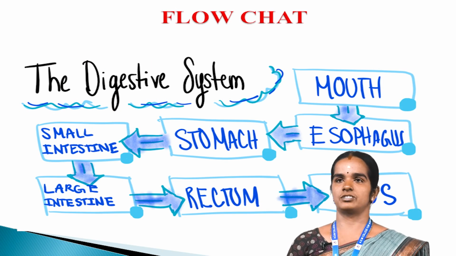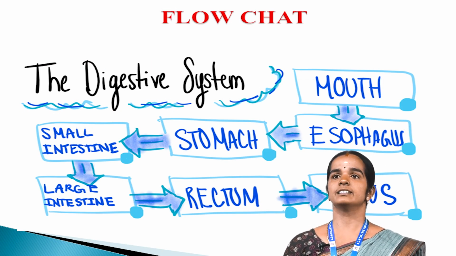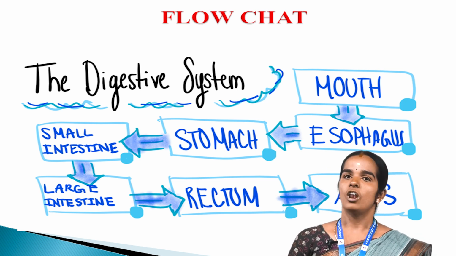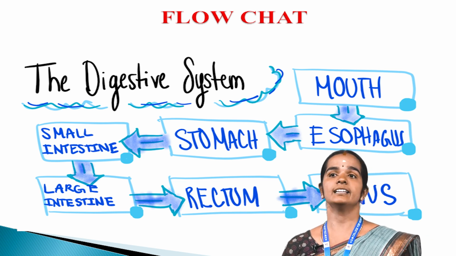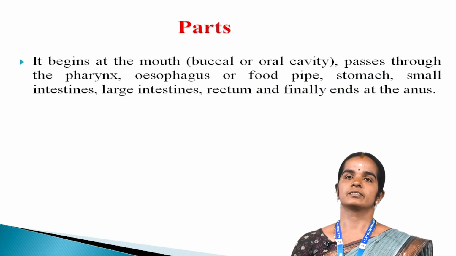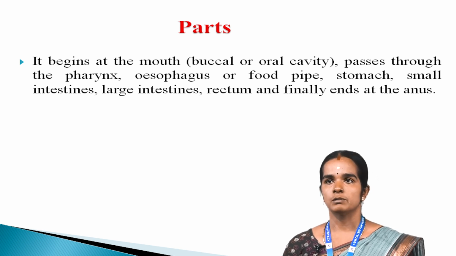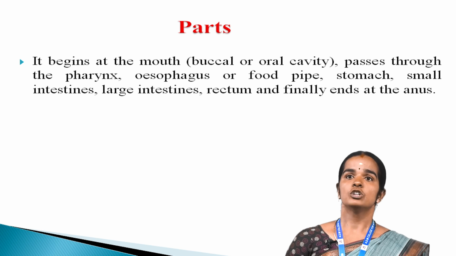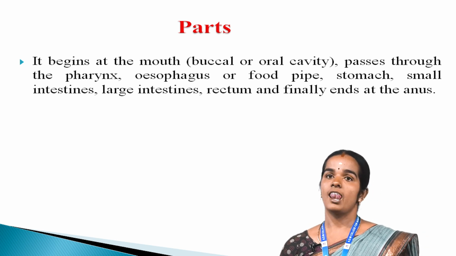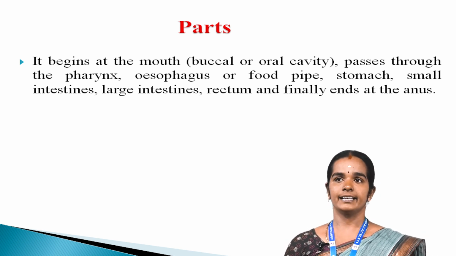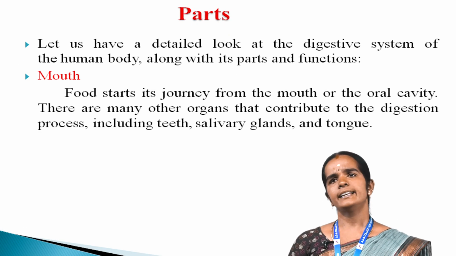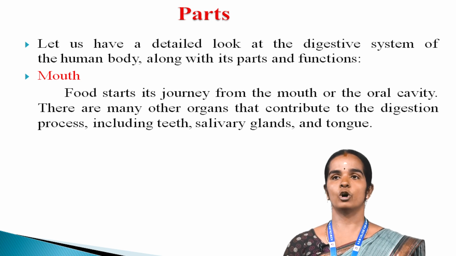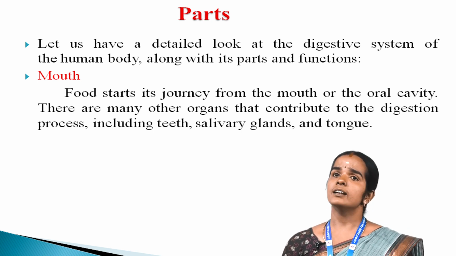Flowchart of the digestive system. The digestive system continues through the mouth, esophagus, stomach, small intestine, large intestine, rectum, and finally the anus. It begins at the mouth, passes through the pharynx, esophagus, food pipe, stomach, small intestine, large intestine, rectum and finally ends at the anus. Let us have a detailed look at the digestive system of the human body along with its parts and functions.